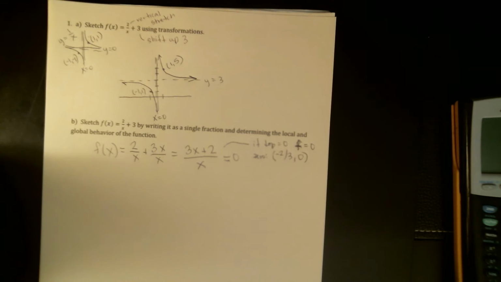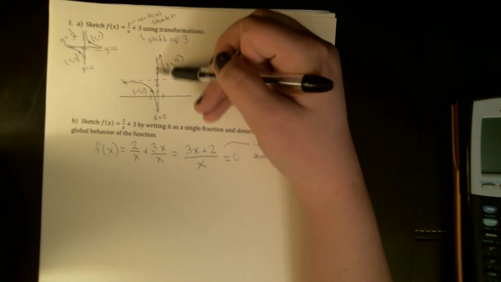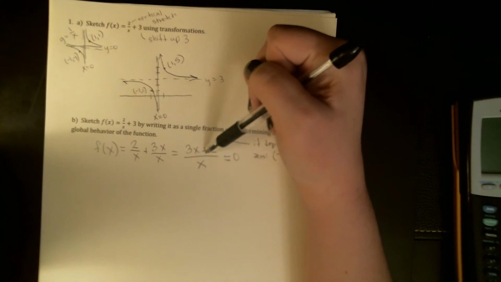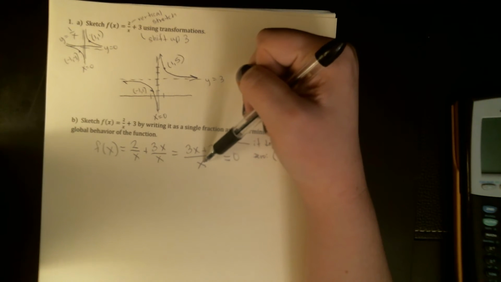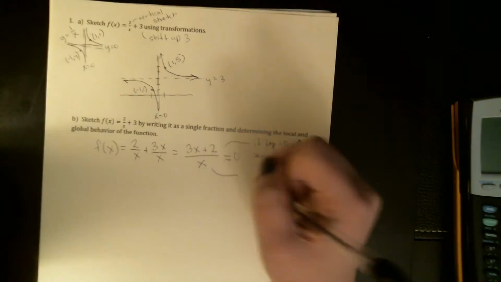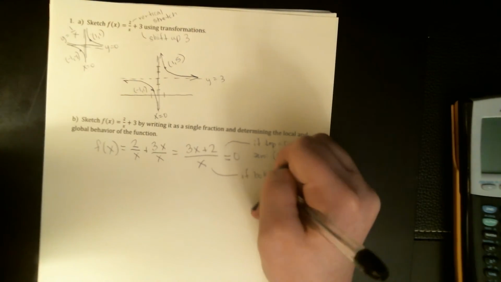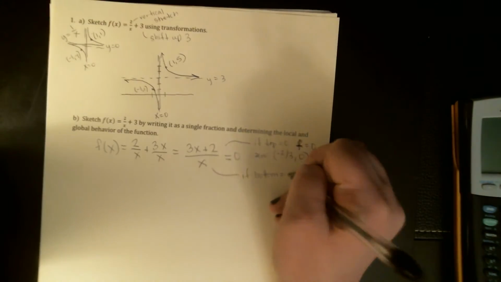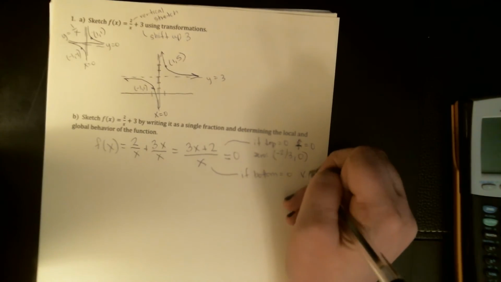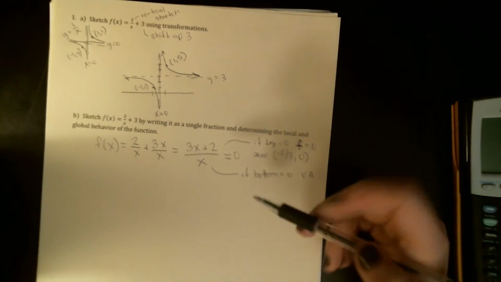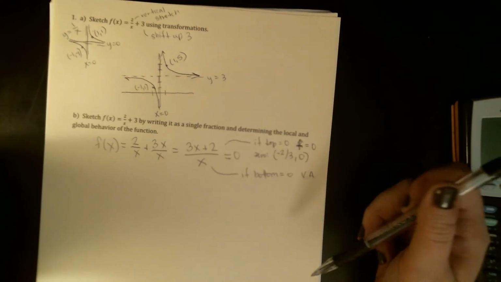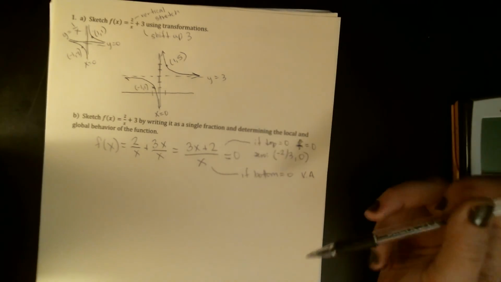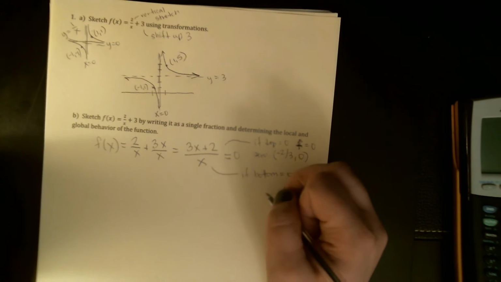What else did I say I was going to look for? Vertical asymptote. Okay, so the vertical asymptote is happening at x equals 0. And if we look at this function, notice that x equals 0 is what makes the bottom 0. So in general, if the bottom equals 0, you probably have a vertical asymptote. Again, the one exception is if the top and bottom are both 0, then you're not having zeros or asymptotes, you're having a hole in the graph.